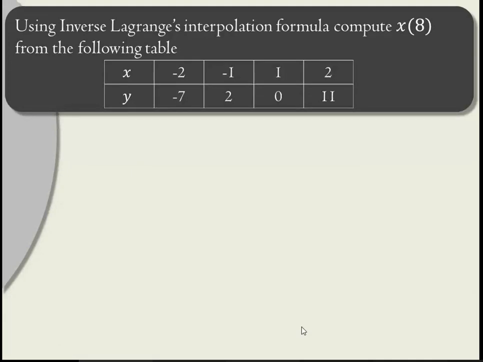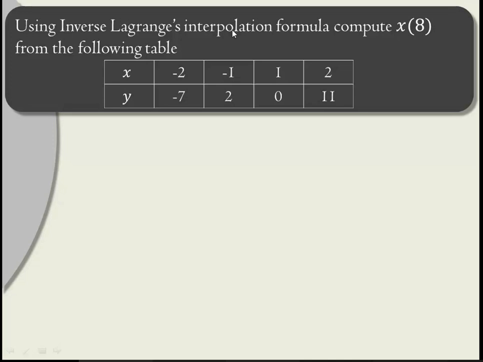Next, consider the next problem. Using inverse Lagrange's interpolation formula, compute x at 8 from the following table. x is -2, -1, 1, 2, and values of y are -7, 2, 0, 11. Now, here it is asked to find x at 8, that is the value of y is 8, and we want to find x for that value. So we have to use inverse Lagrange interpolation.